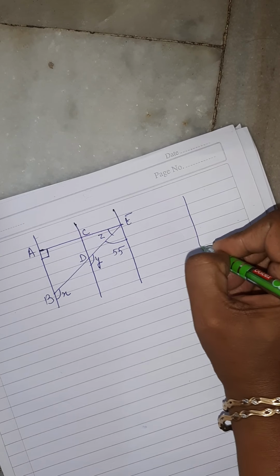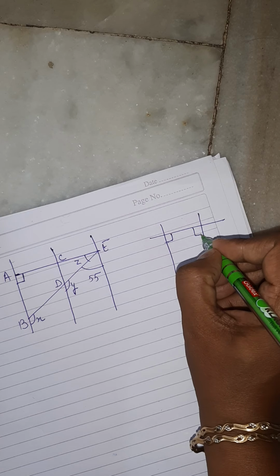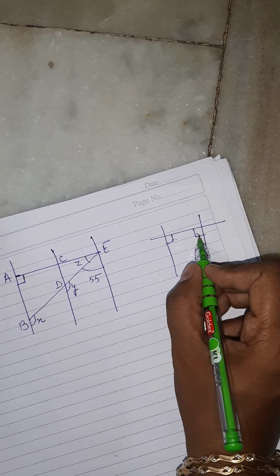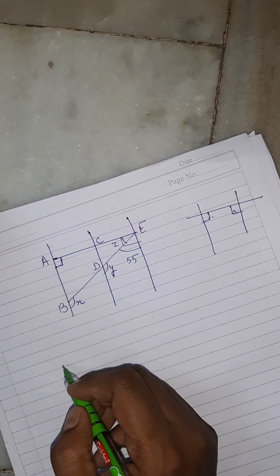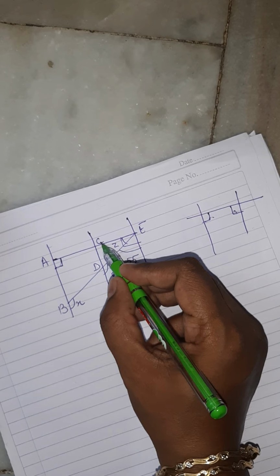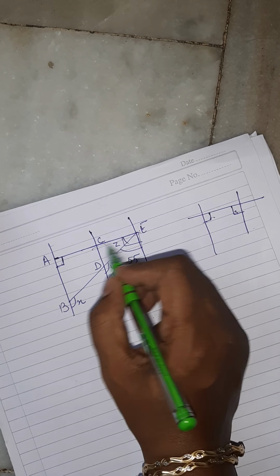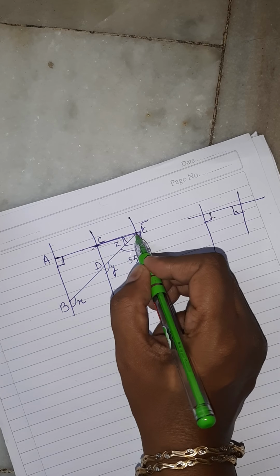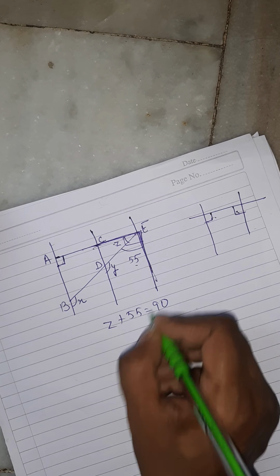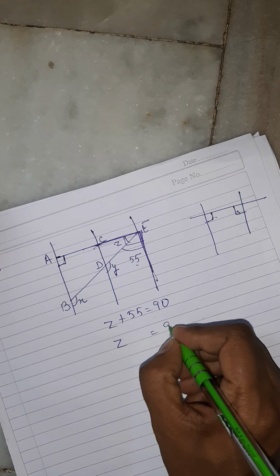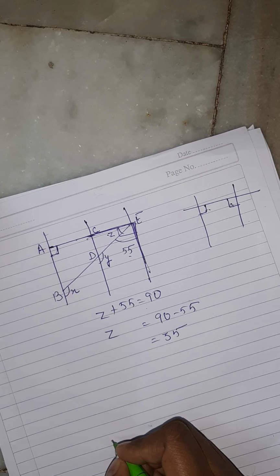See, if the lines are parallel, this is a transversal. If this is 90, can we say that this is also 90? Reason, because they are forming co-interior angles. So this much and this complete forms 90 degrees. So we can say that angle AEF, that means this complete, is forming 90. When this is 90, can we say that Z plus 55 forms 90? Correct? So Z can be expressed as 90 minus 55, that is 35. So we have the value of Z.